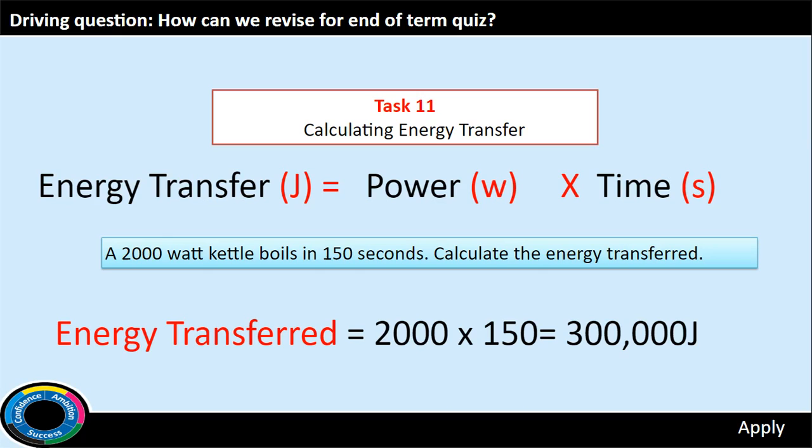Right. The energy transferred will be 2000, which is the power in watts, times 150 seconds, which is the time, and that will give you 300,000 joules.